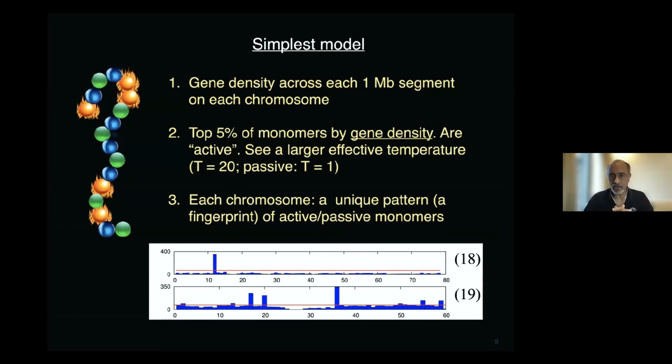So take a simple model, look at the gene density, because we know the human genome, we know where the genes are, look at the gene density across each segment. Just take the top 5% of these monomers by gene density, call them active, and set a larger effective temperature for them.